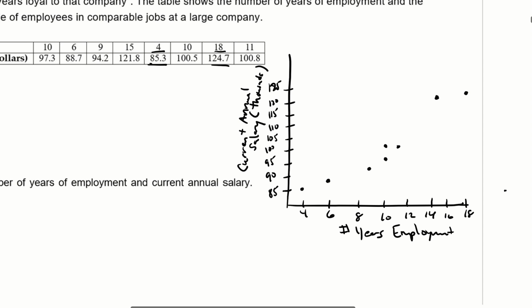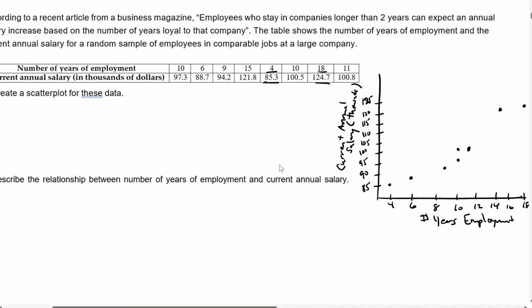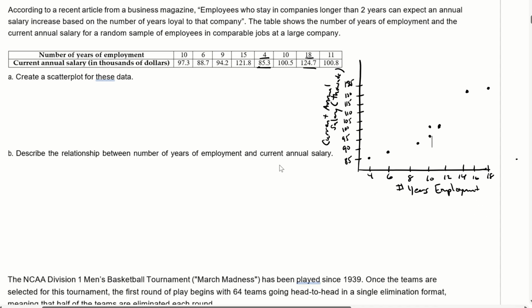Okay, so we got a graph that looks kind of like this. And so then we can get a good idea of the graph. So there's my scatter plot. Describe the relationship between the number of years of employment and the current annual salary. So we can see that there seems to be a positive relationship here, and it seems to be linear. It seems to be strong. It seems to be very tight to the curve, to the line, that is.